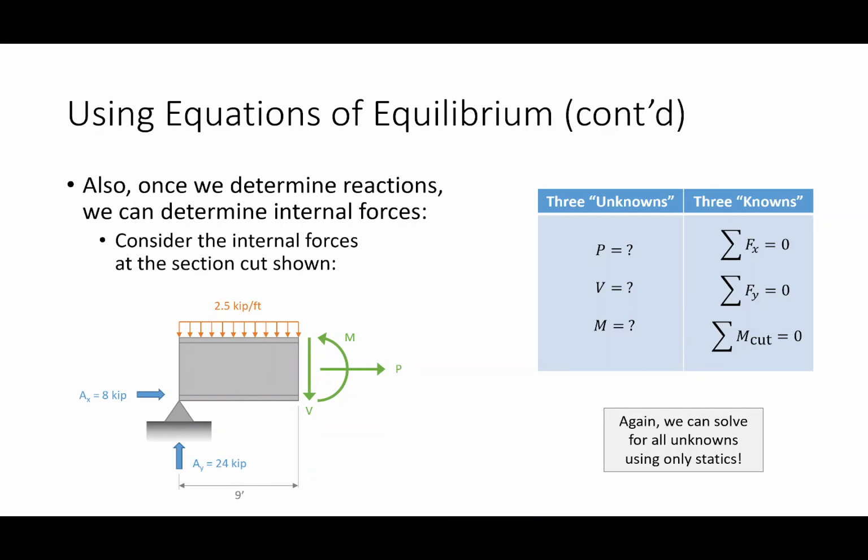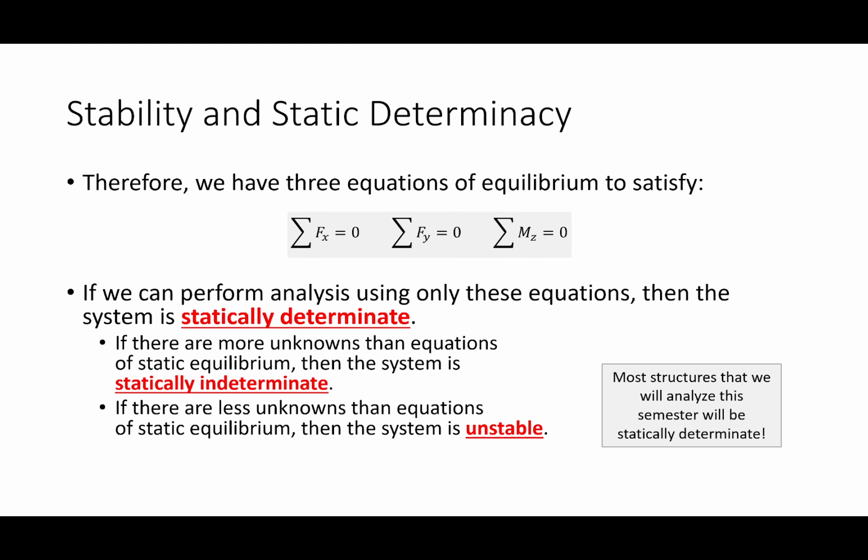So I cut through the beam and I assume that inside that beam there's an unknown axial force, an unknown shear, an unknown moment. So again, three unknowns. How do I figure out what those unknowns are? The internal equations of equilibrium. So whether I'm looking at external equilibrium or internal forces inside a structure, I still have a scenario right here where I can figure everything out using only equations of statics. So far so good?